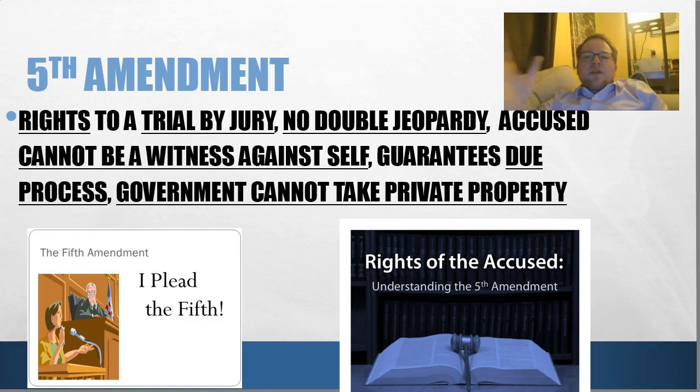The Fifth Amendment, there's a lot to it. This is the right of somebody who's accused of a crime. So they wanted to make sure to protect people even if they were accused of a crime. Number one, you have the right to a trial by a jury of your peers. Number two, there's no double jeopardy. What that means is you cannot be found guilty of the same crime twice. You cannot be a witness against yourself.